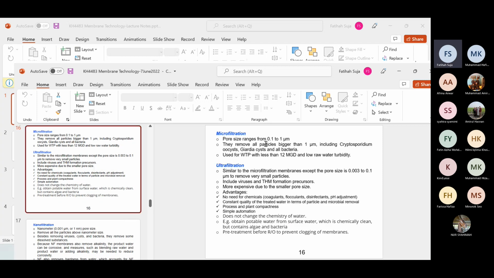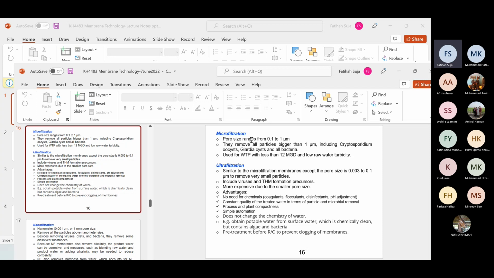So what is microfiltration? Just now you have already looked at the pore size used for water treatment plants with less than 12 million gallons per day and low raw water turbidity. If the water is very turbid, then you need to have a series of filtration types. Maybe you can have sand filtration first, then microfiltration, and maybe after microfiltration, you have ultrafiltration.